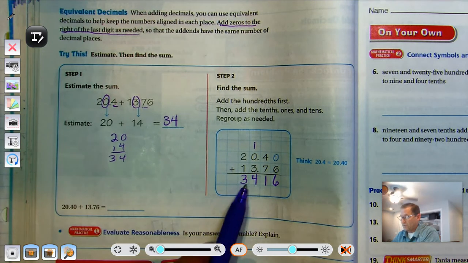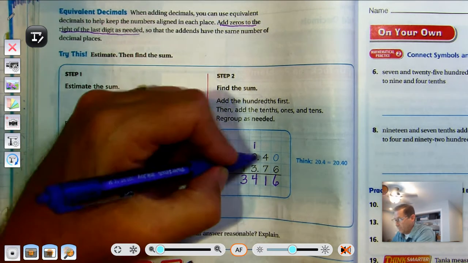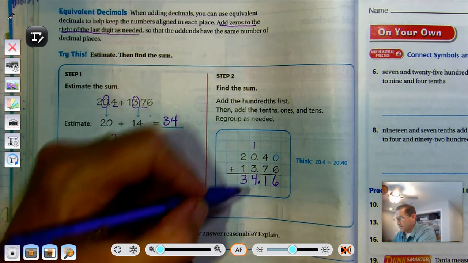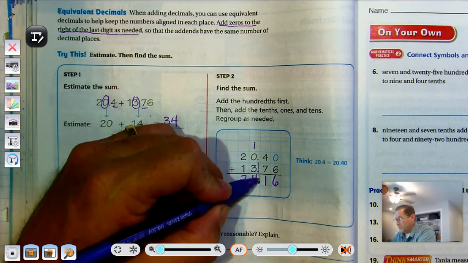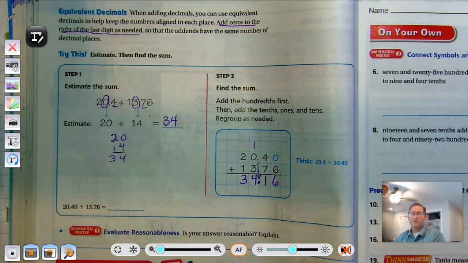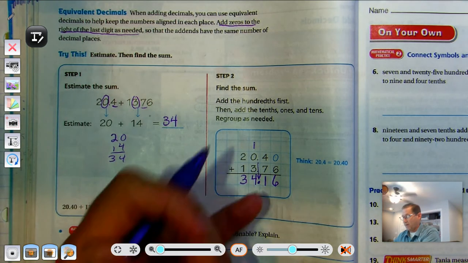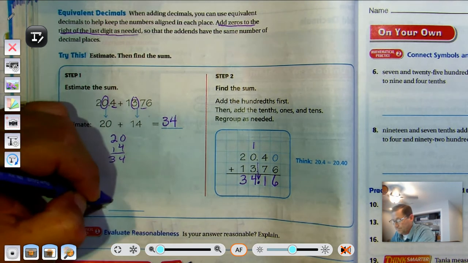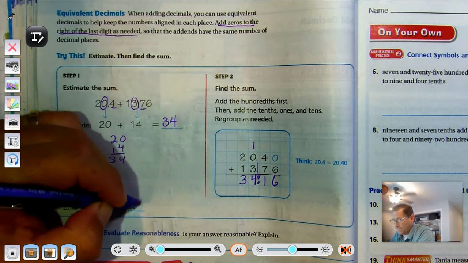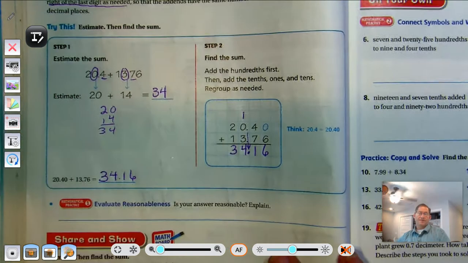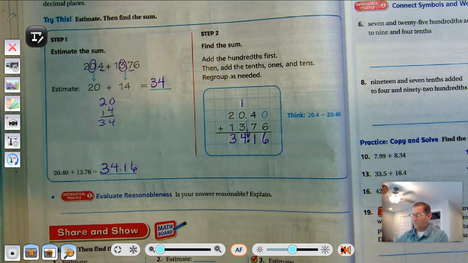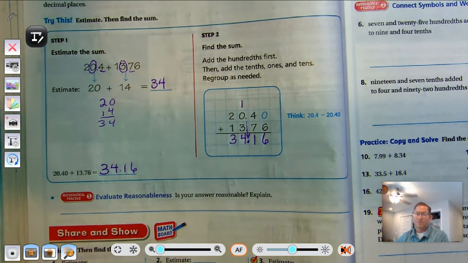Now, don't leave this answer here. Remember, there's a decimal point in between. So make sure you bring your decimal point down so that it's right where it is in the numbers. All right, so is this answer reasonable? 34 and 16 hundredths. Well, the estimate was 34. So yeah.